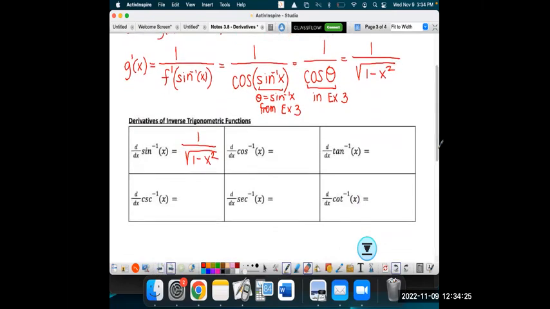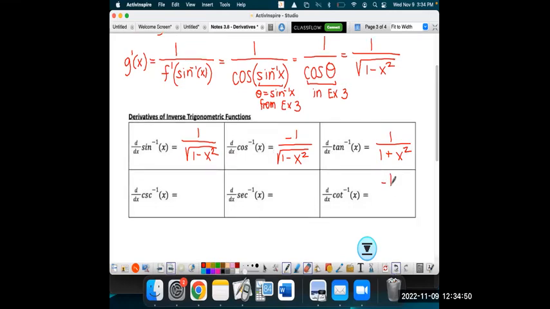Cosine inverse is the same as sine inverse, but negative. Tangent inverse would be 1 over, no square root, and everything's positive. Cotangent, you might have guessed it, is the same as tangent inverse, but negative, just in the numerator.